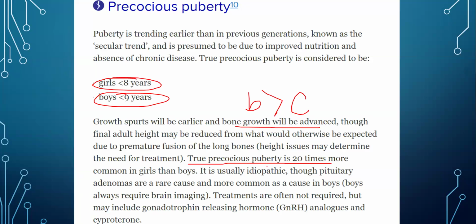True precocious puberty is 20 times more common in girls. So it's not uncommon for a 6-year-old or 7-year-old girl to have puberty, but it's not very common for a boy. So for girls, usually we are not very concerned about precocious puberty, but for boys, we are. Sometimes a pituitary adenoma can cause precocious puberty. So if a boy comes with precocious puberty, you would definitely order an MRI brain to rule out pituitary adenoma. But if it is a girl, then ideally we would not do it.